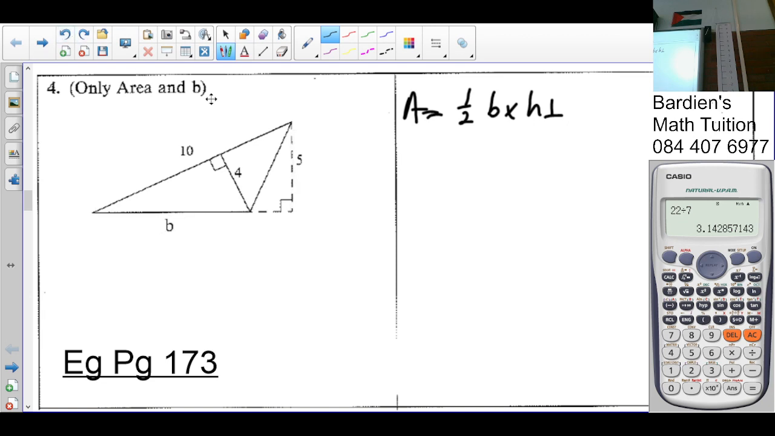So, if you make 10 your base, then what's your perpendicular height? 4. Can you see that? It's standing 90 degrees to that base. You all understand? Who's confused? What are you confused about, Michael? The whole thing. Moving fast.